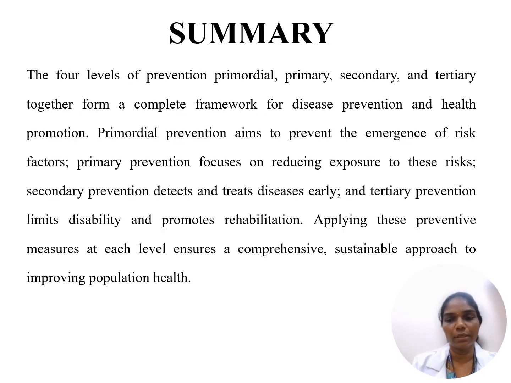So that's all about the levels of prevention. We have seen four levels of prevention, from primordial prevention till tertiary prevention. Primordial prevention is controlling the risk factors itself, through lifestyle changes starting from childhood. Primary prevention is by health promotional activities and specific protection. Secondary prevention is by early detection, early diagnosis and treatment. Tertiary prevention is by disability limitation and rehabilitation.